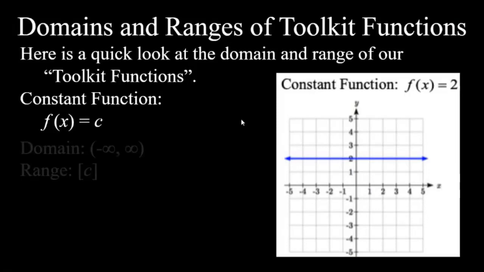So let's see what I've got here. So our domain is everything from negative infinity to positive infinity because it's all real numbers. And then our range is only this one point. So its lower boundary and its upper boundary are the same. So we just write c. And the c is included. So that's the constant function.